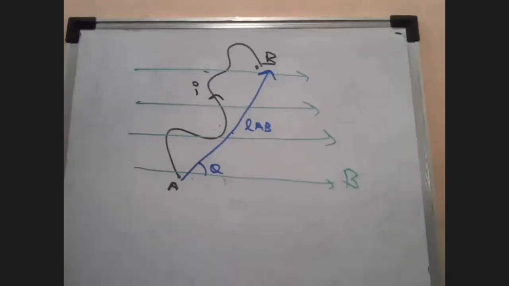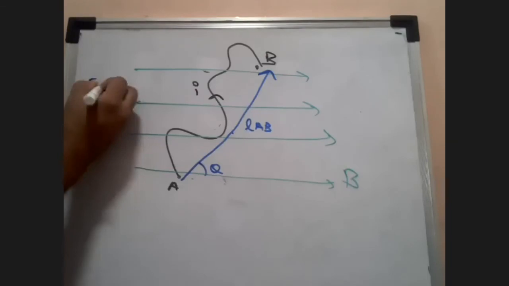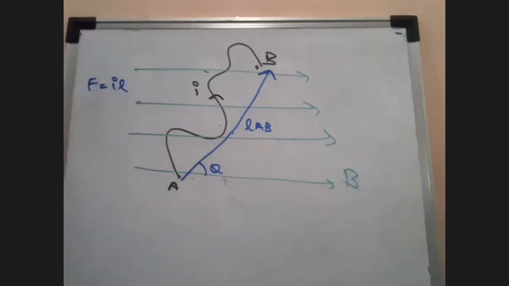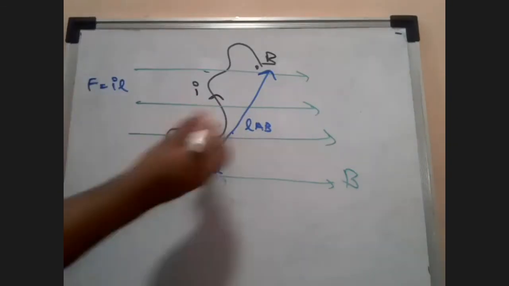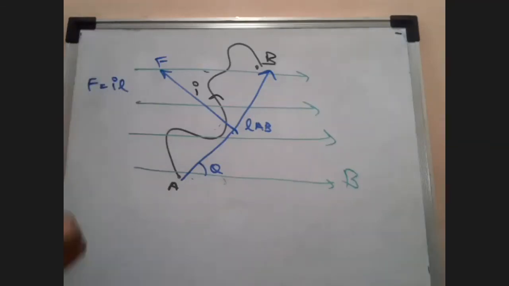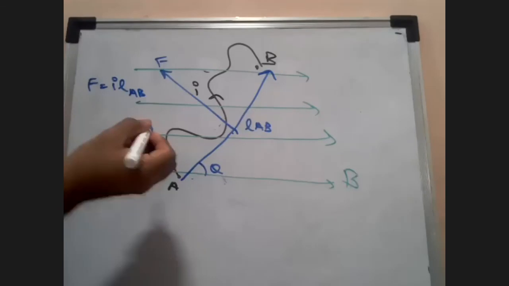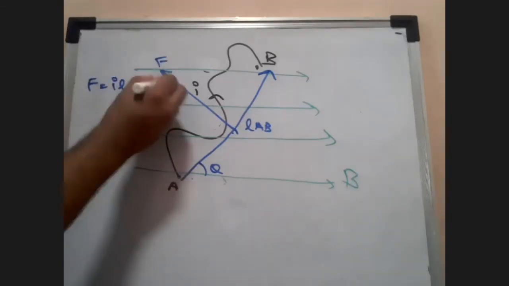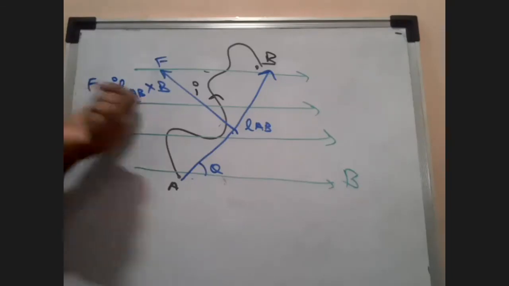In that case, let me say that my force F is going to be, of course, direction decided by the right hand rule, and your force will be in this direction. This will be my F. What will be the magnitude? I L_AB cross B.